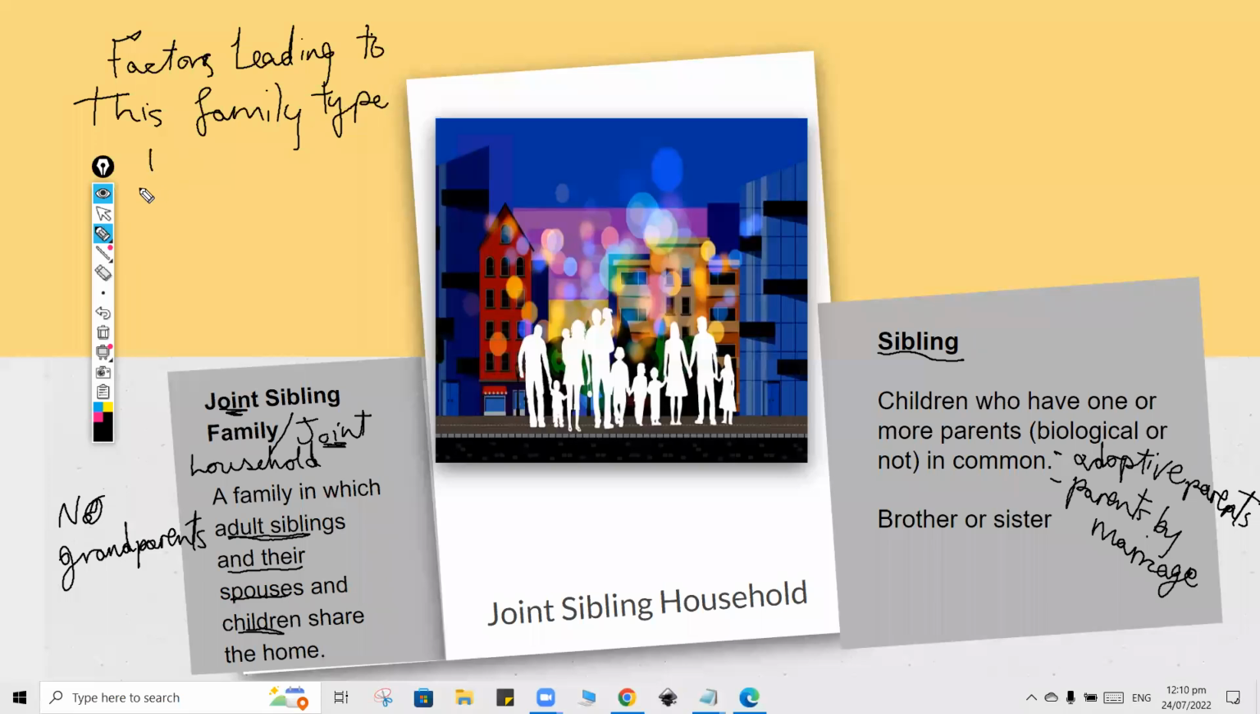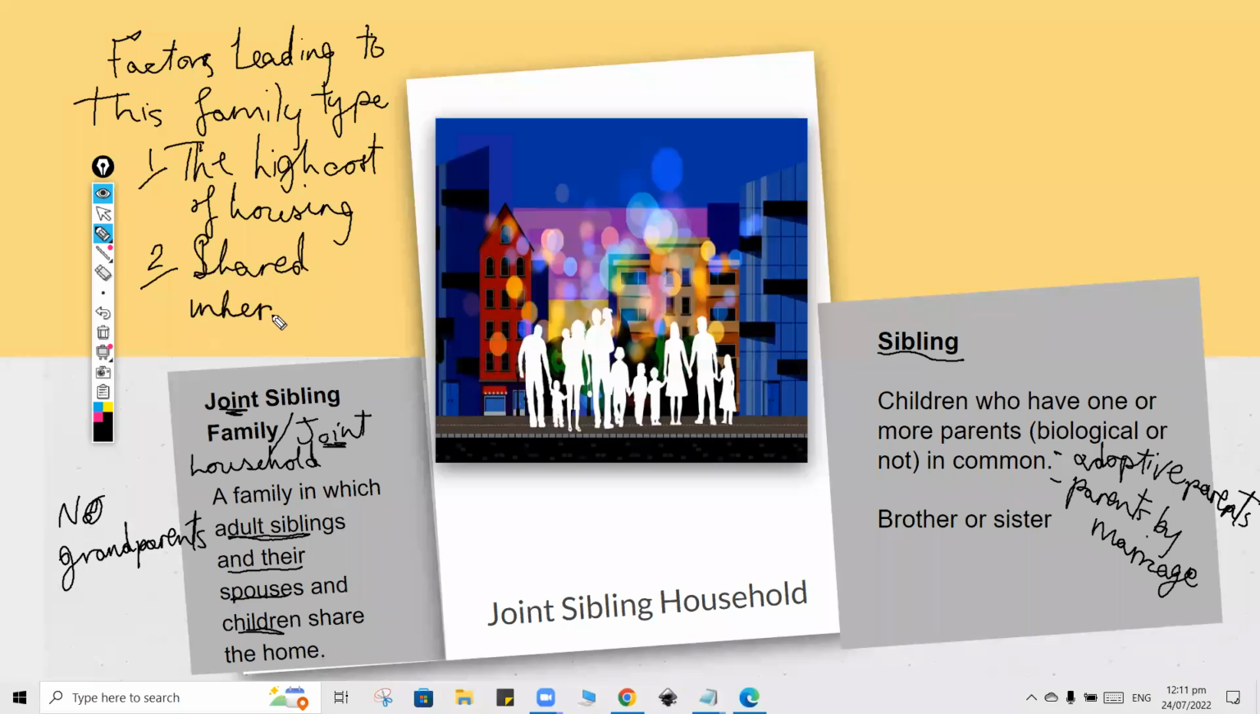All right, so one is the high cost of housing. And there you could explain land costs a lot, building costs a lot, rent costs a lot. Next thing could be inheritance, a shared inheritance. So if the parents leave something to all the children and then they all share it.